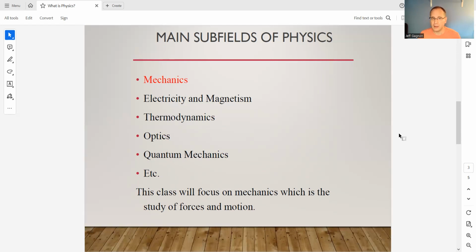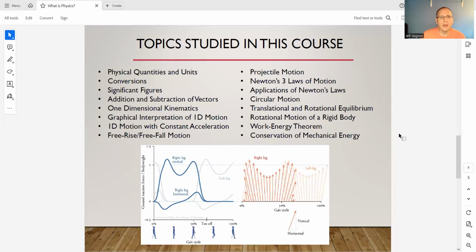So to give you an idea of the things that we're going to be covering in this course, go to the next page. So we'll talk about physical quantities and units, and then how to convert between different units. We'll talk a little bit about significant figures and how to represent your answers. We'll spend a lot of time talking about the addition and subtraction of vectors and finding components of vectors.